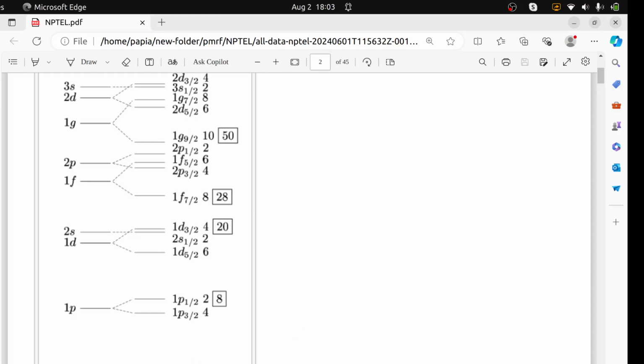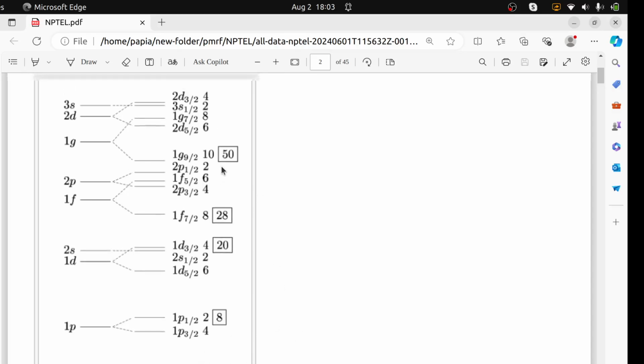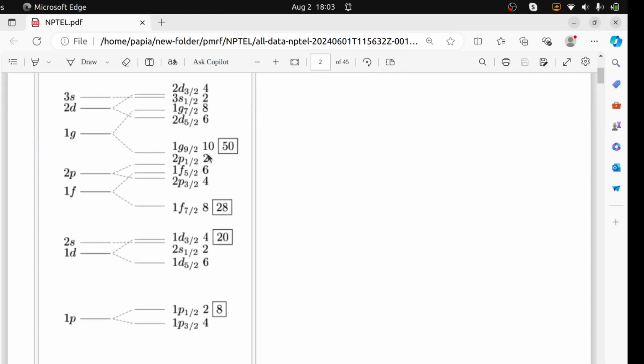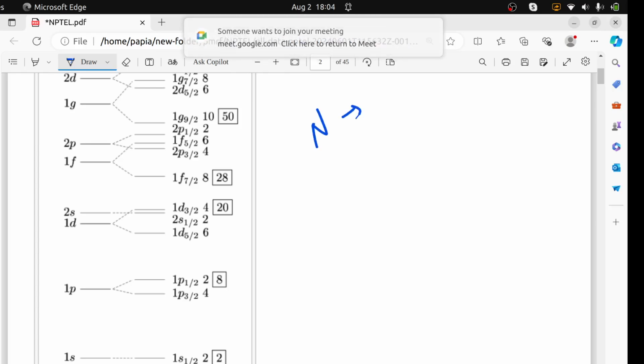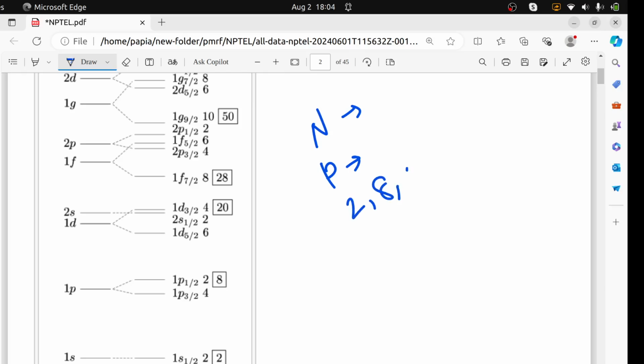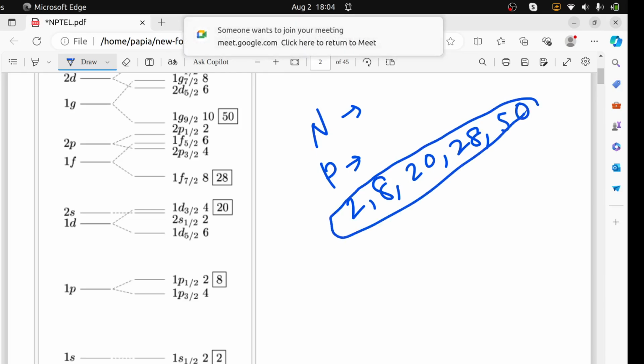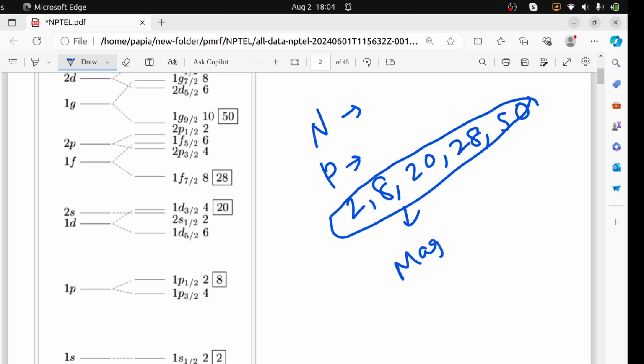The magic number concept comes from this bracket, this square box you can see. So this is 2, 8, 20, 28, 50. These are nothing but the numbers for n. If the neutron number or proton number is like that, let's say proton number is 2, 8, 20, 28, 50, these numbers we call magic numbers. Why are they called magic numbers? And obviously the same is true for neutrons also.